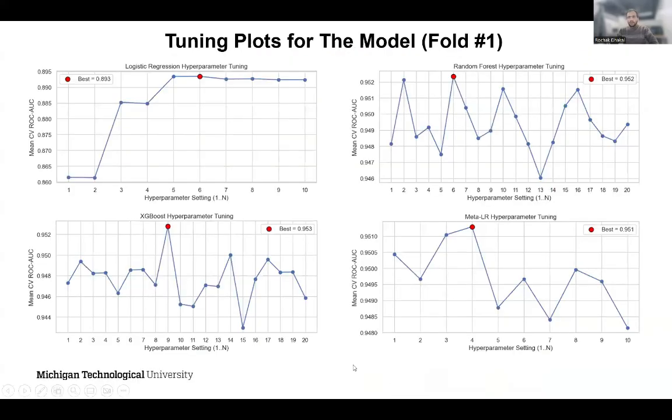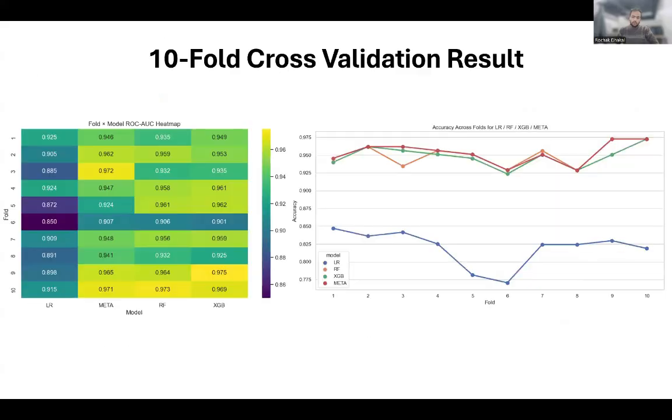Out of the tenfold cross validations, here we have the plot for the first fold. You can see the curve for the hyperparameter settings and the average AUC ROC, and then out of all the folds, we find out what the best parameters are across all the folds. So this is the tuning plot for all of the four models. I would say one model, but yeah, three base models and one meta learner.